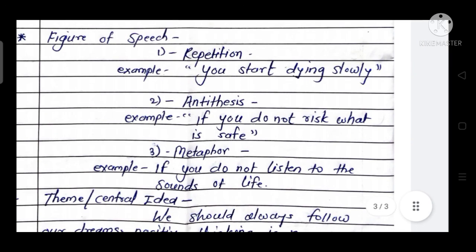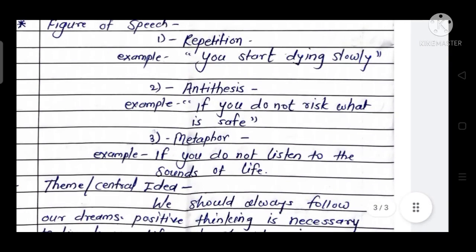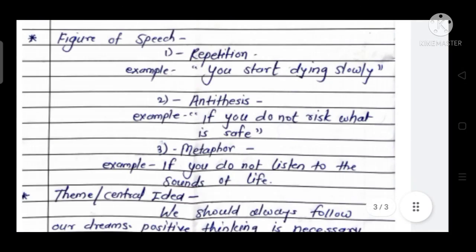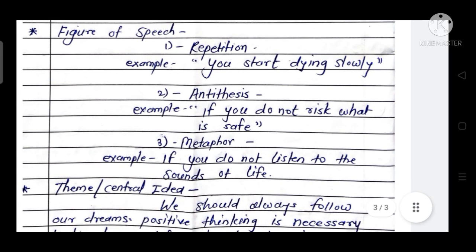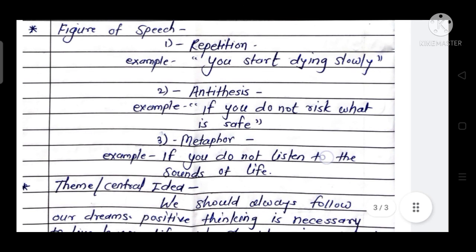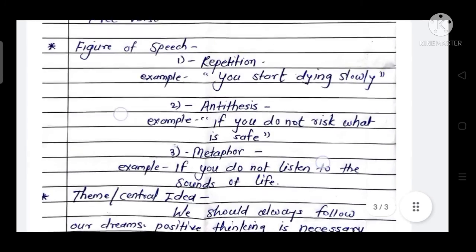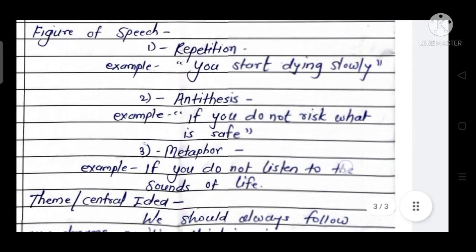Now the next figure of speech is the antithesis. What is antithesis? The example is given here: "If you do not risk what is safe." In the figure of speech antithesis, we come to know that there is a contrast in meaning in the sentence, or two opposite words or two opposite ideas are mingled with each other. Like this, in "if you do not risk what is safe," risk and safe, these two opposite words are mentioned in this line, so two opposite ideas can be seen in this line. Therefore the antithesis figure of speech is written here.